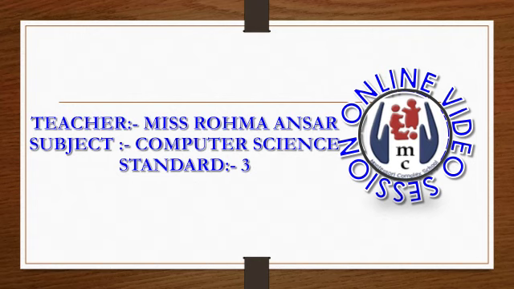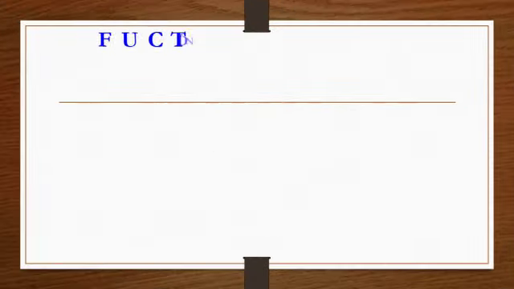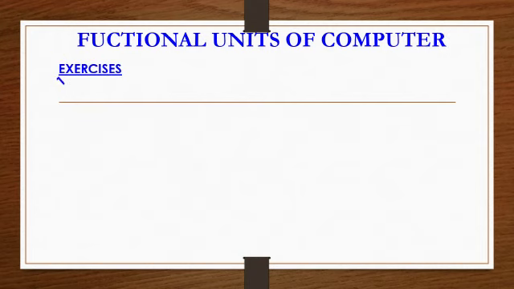In chapter number 1, types of computer, we have done the explanation and book exercise. And chapter number 2, we have done the explanation, and now we will do the exercises of chapter number 2. Answer the following questions. Now we will start the book exercise of chapter number 2. The topic is functional unit of computer.